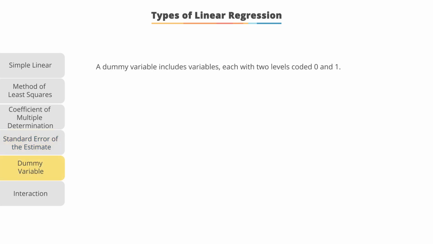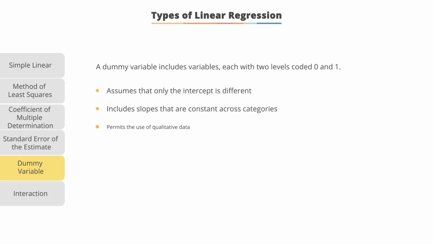Now, dummy variables are one of many ways to encode data. So each dummy variable would be coded as 0 or 1. What dummy variables do, they assume the intercept is different, that the slopes are constant across categories, and it allows us to work with qualitative data, like nominal or ordinal or factors. And it incorporates large residuals and influence as measures.